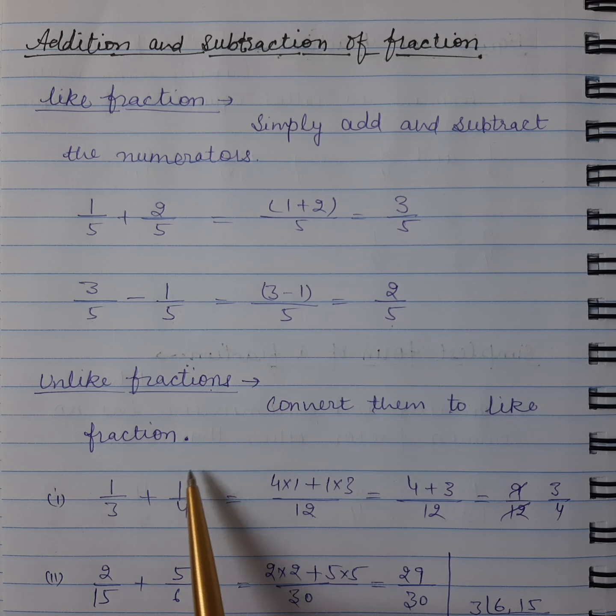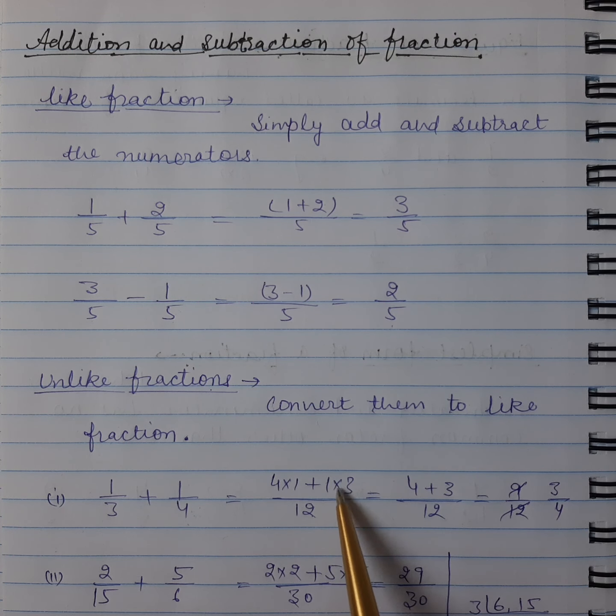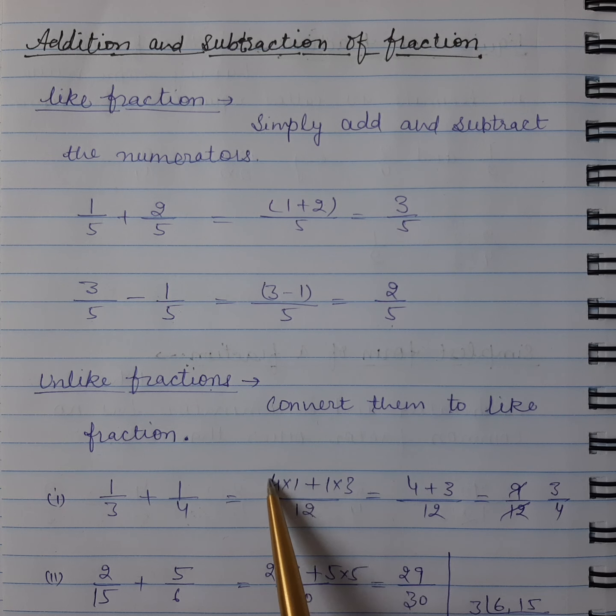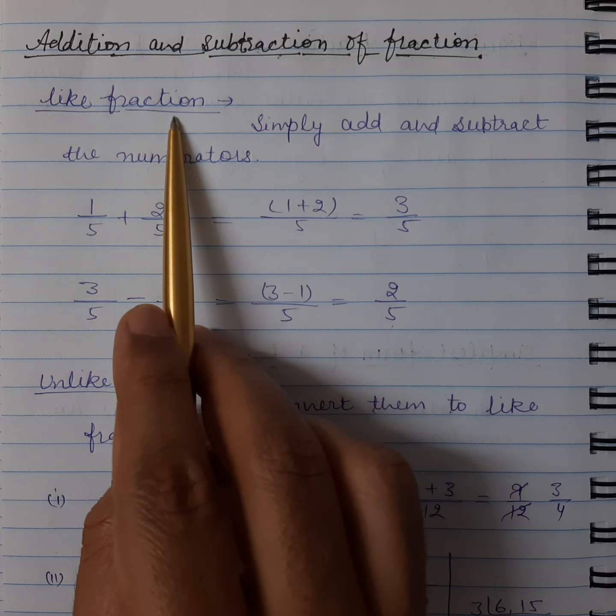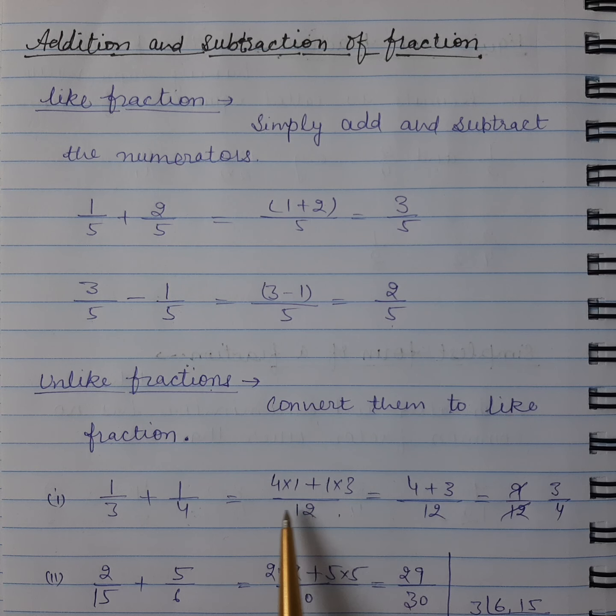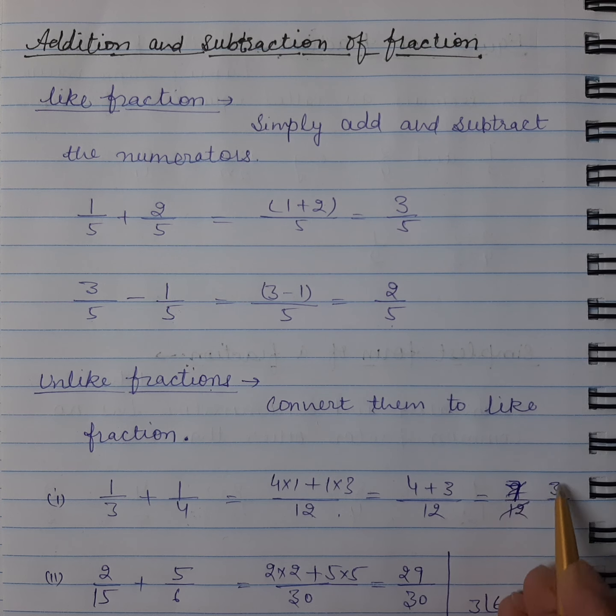So we have to multiply the numerator by 3. So 1 multiplied by 3. So the new fractions are 4 by 12 and 3 by 12. If we add 4 by 12 and 3 by 12, we can do it as like fractions because both of them now have the same denominator, which is 12. Then 4 plus 3 will be 7. So 7 by 12.